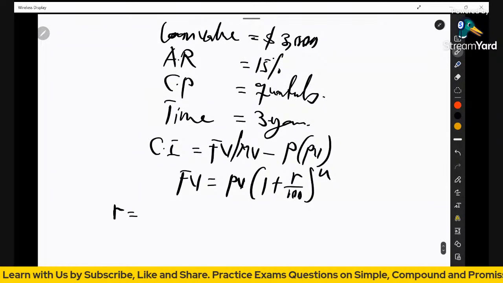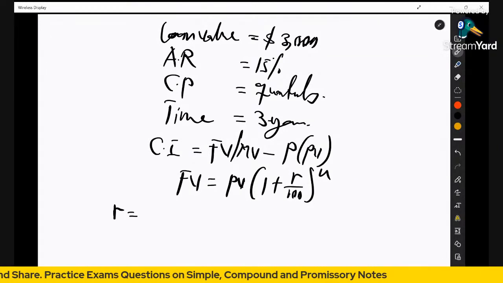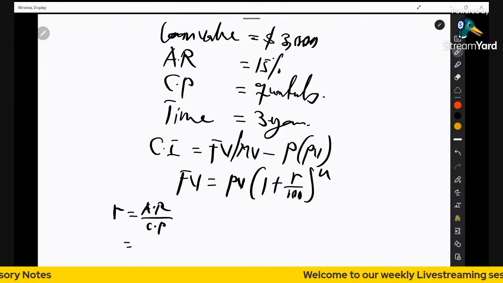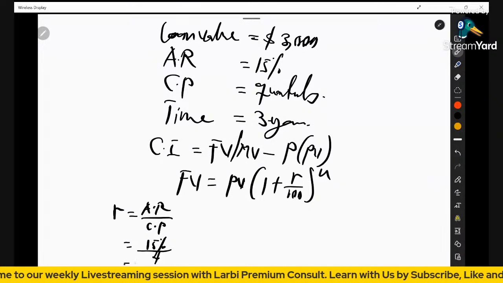Remember, we're asked to compute it quarterly, right? And the annual rate was 15%. So to get our R, it's going to be the annual rate divided by the compounding period. So we want to know the interest rate for quarterly. So that's going to be 15% divided by 4. And what are we going to get for dividing this by 4?